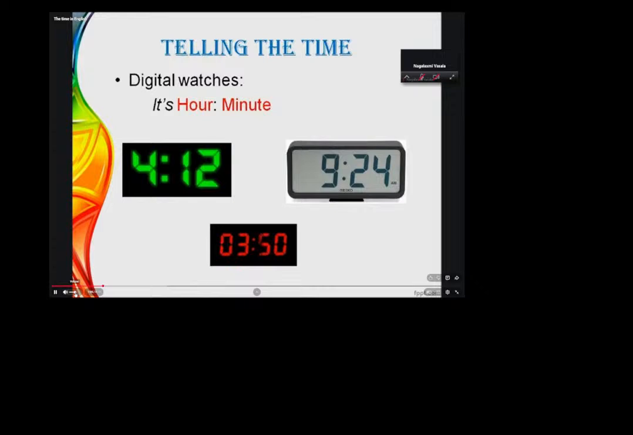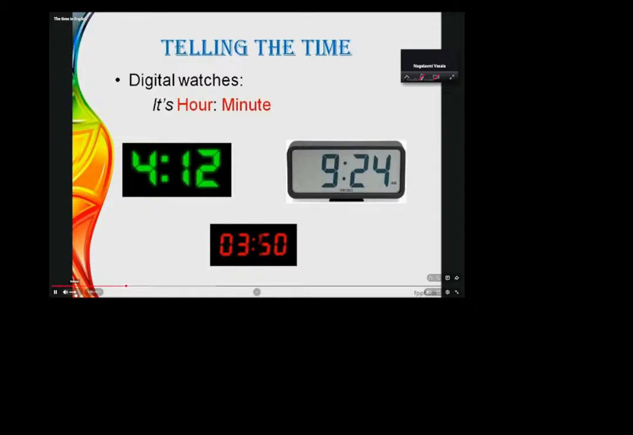When telling the time, we must say that there are two ways of telling the time, depending on the type of watch we have. If we've got a digital watch, the way to tell the time is the following. You say it's, and then we say the hour, and then the minute. For example, concerning the green watch, it's 4:12.